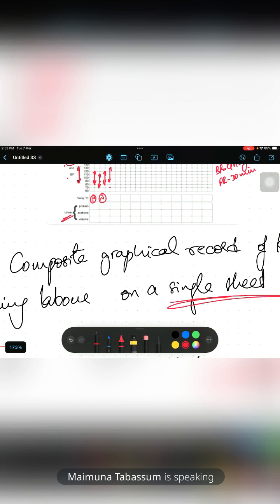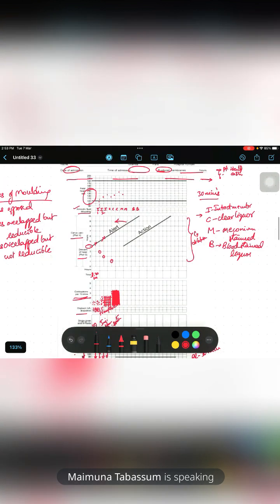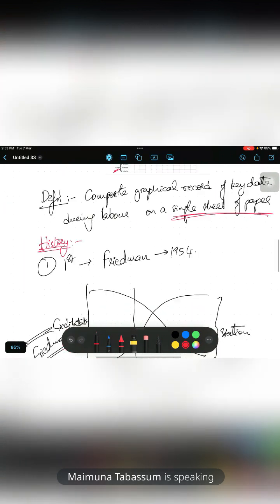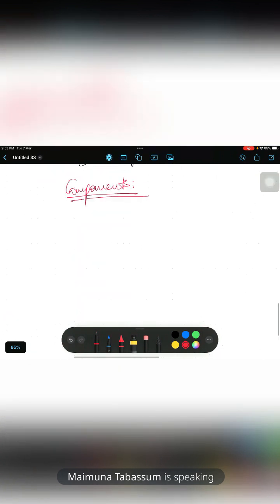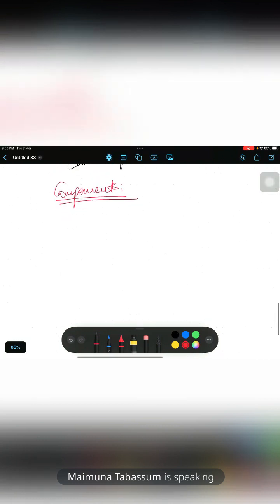So this is about the components of the partogram. Okay, you have a good idea about this partogram now. So you practice in your wards just to write the partogram, then you will understand better. So these are the components of the partogram. Coming to the advantages of the partogram.